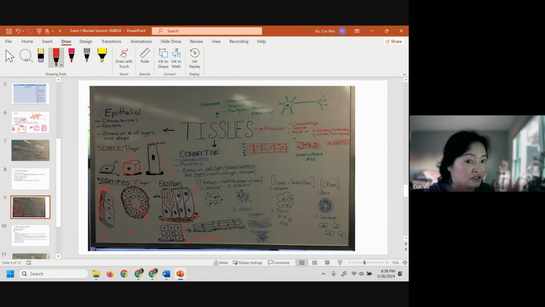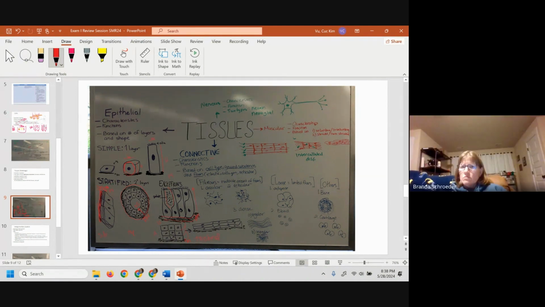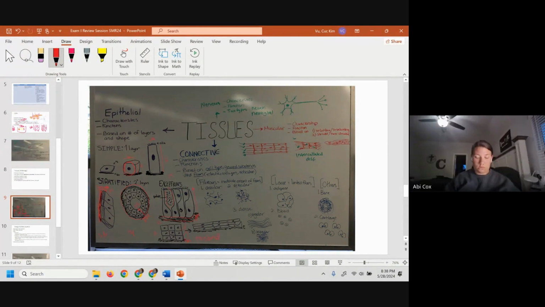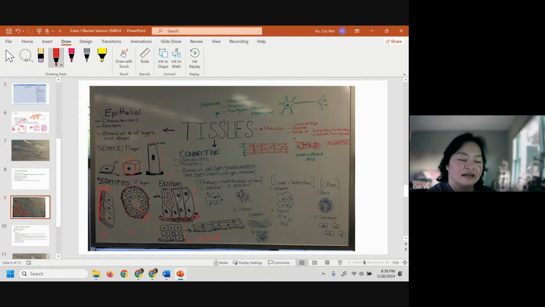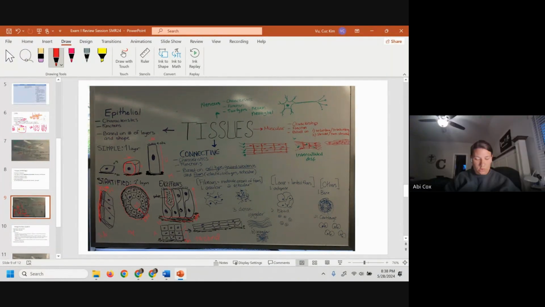Whereas in irregular, there's still a lot of fibers, right? But they run in all different directions. So which one do you think gives me more strength or resistance in one direction? Dense regular. Where dense irregular will give me resistance and strength in multiple directions.